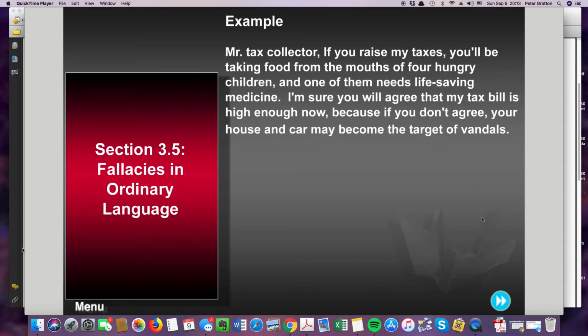"Mr. Tax Collector, if you raise my taxes, you'll be taking food from the mouths of four hungry children, and one of them needs life-saving medicine." Okay, what fallacy do we have here? Obviously an appeal to pity, right? "I'm sure you'll agree that my tax bill is high enough now, because if you don't agree, your house and car may become the target of vandals." Now we get the threat of force, right? So appeal to pity and the threat of force.